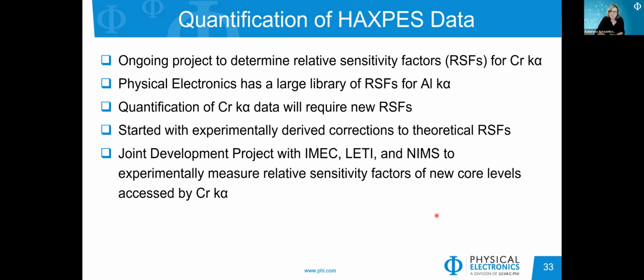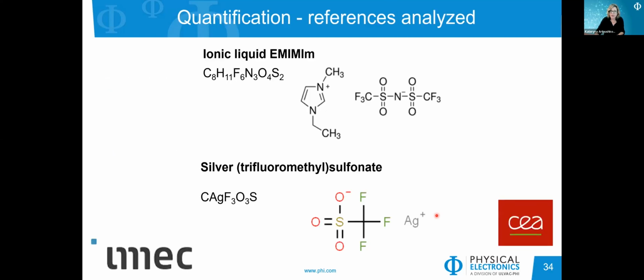We started a project several years ago to derive experimental RSFs. So we are working with IMEC, Leti, and NIMS to experimentally measure relative sensitivity factors using a chromium Kα source. We've started with references that we're analyzing. So we are looking at ionic liquids that have perfect stoichiometry, so really easy to work with, stable under the X-ray gun, and don't require any charge neutralization.